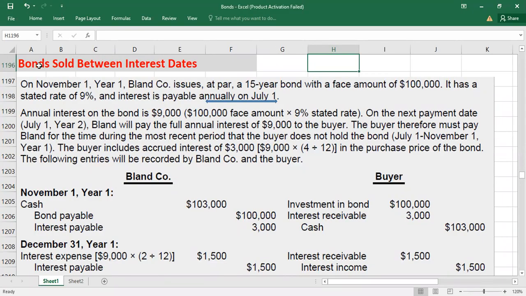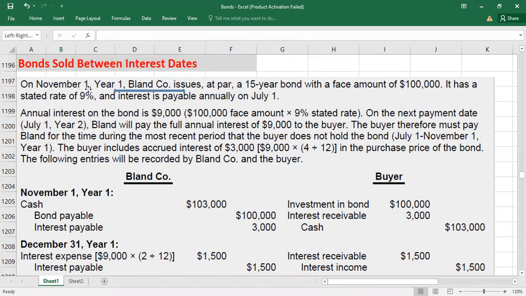Today we are going to talk about accounting for bonds sold between interest dates. Here you should remember, when bonds are sold between interest payment dates, the buyer pays the issuer the amount of interest that has accrued since the last payment date. You will understand this with the help of an example.